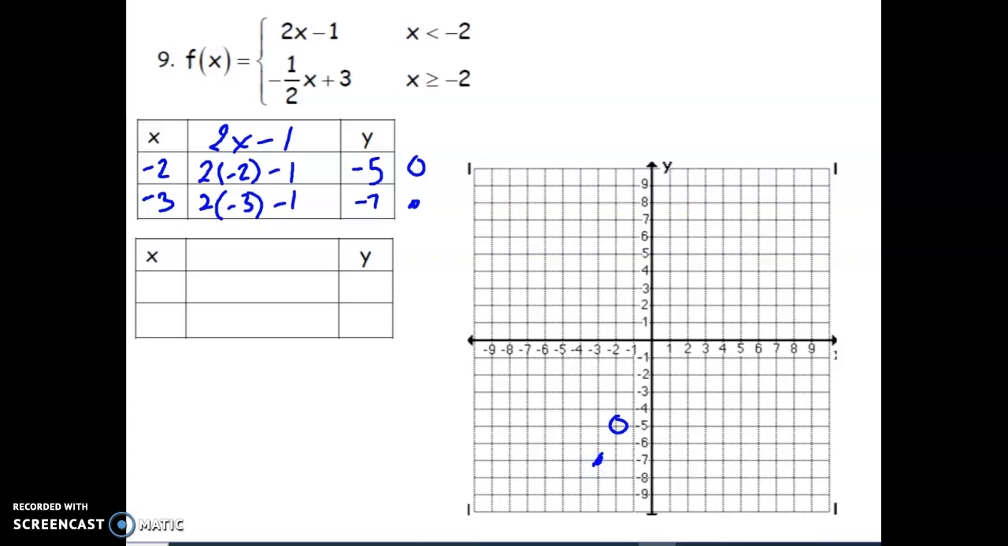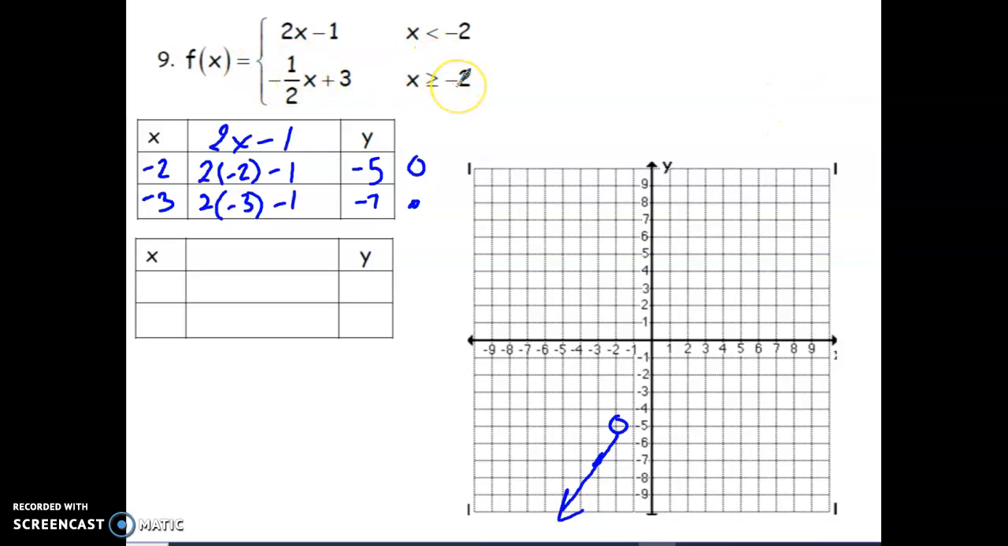Now, when I connect those, should I connect them going to the right or should I connect them going to the left? Well, if you look at this, I want the values that are less than -2, less than goes left. So I'm going to connect those this way because it's going to the left. I want to have an arrow on the end of this because it is all the values less than -2. There is no stopping point. Okay, let's do the other piece.